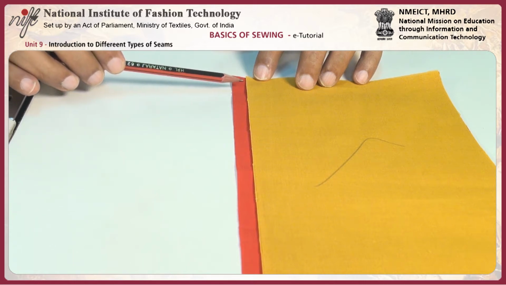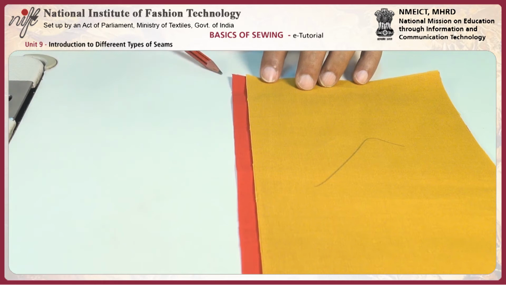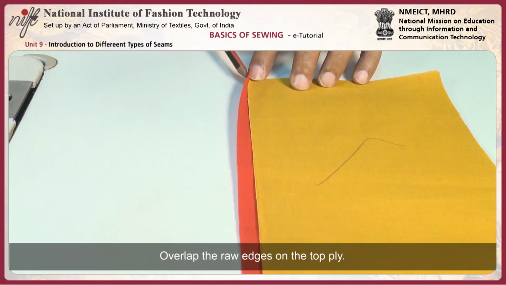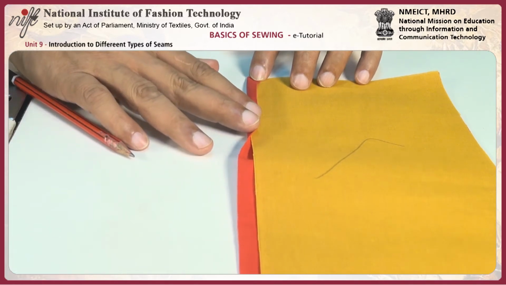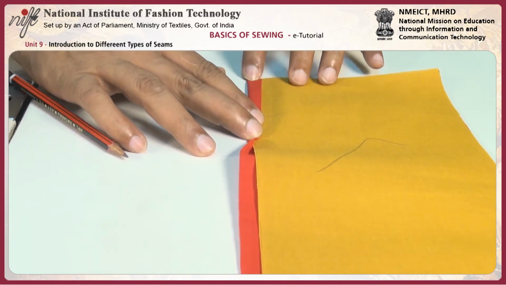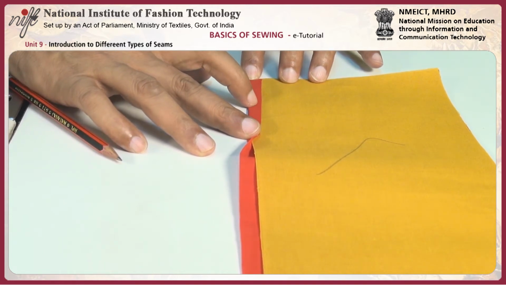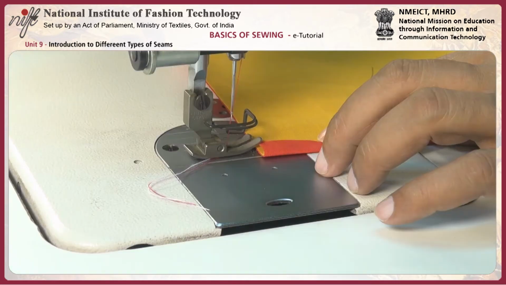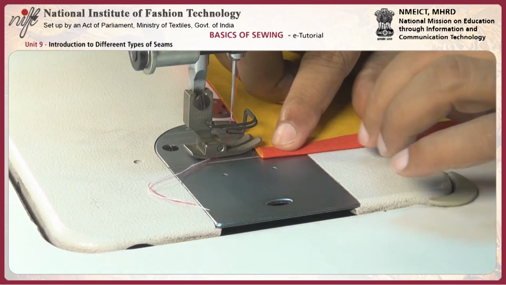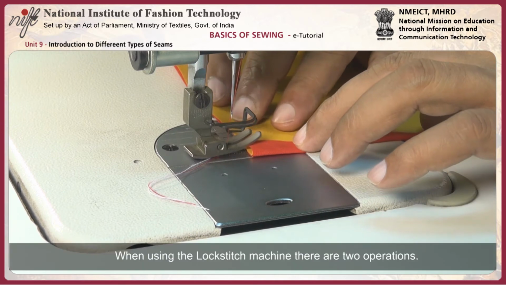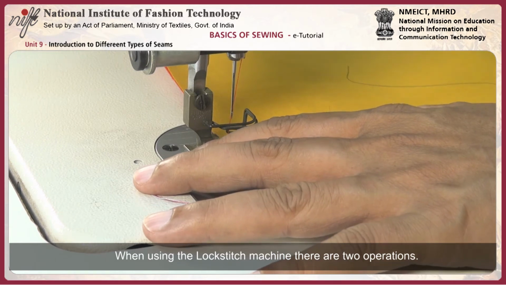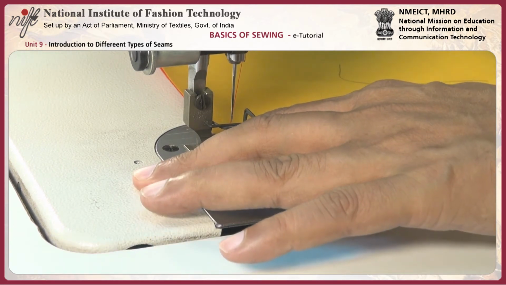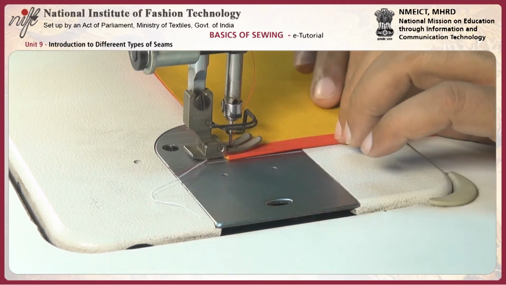This is the raw edges, and we have to overlap these raw edges on the top ply and stitch on raw edges. See the demonstration. Flattened fell seam has two operations if you are using a lock stitch machine. This is the first operation we are going to perform.